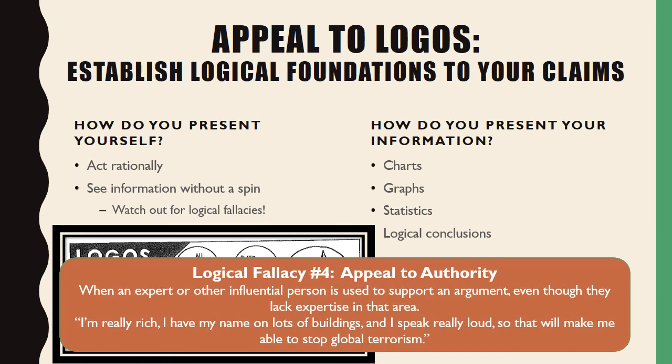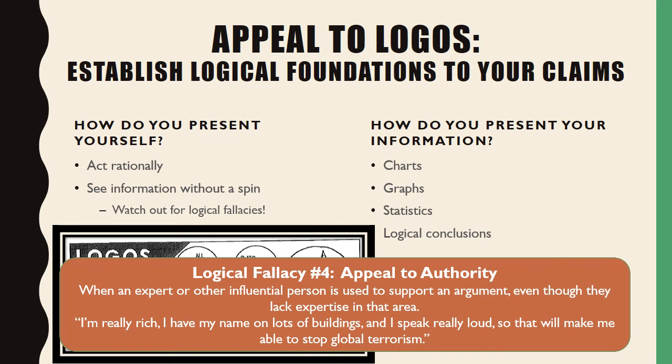Fourth, sorry, and the last one is the appeal to authority, or the last one that we're going to go over anyway. And so that's when you use an expert or other influential person to support an argument, even though they may lack expertise in that area. So this would be a misuse of ethos.